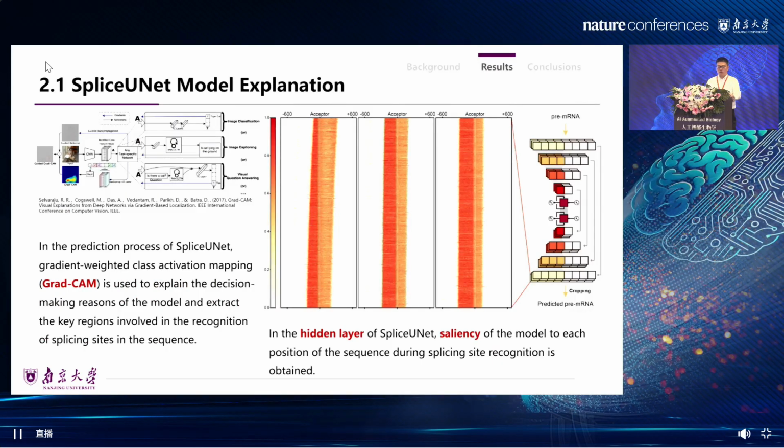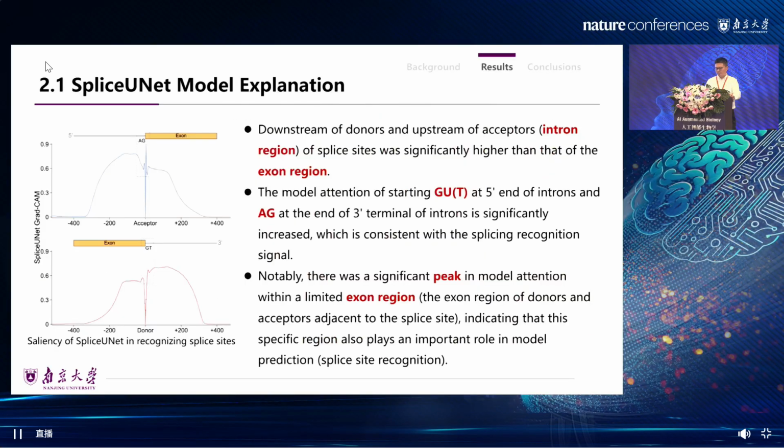So we have an accurate model, but what has it learned? We employed a technique called Grad-CAM. This allows us to visualize which parts of the input sequence were most influential for the model's decisions. By looking at the model's internal layers, we can see where it paid attention when it identified a splice site. The results were revealing. As you can see in this plot, the model's attention is very high in the intron region, immediately next to the splice site. So it is actually focused on the traditional intron signals GT and AG.